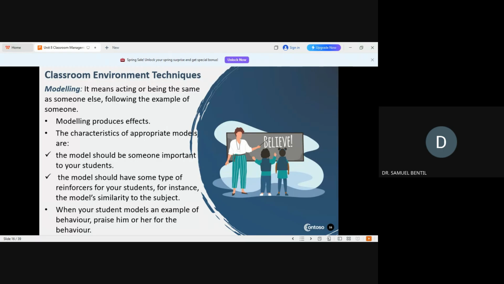Now, as I said, the characteristics of appropriate models include the model should be someone important to your student. The model should have some type of reinforcers for your student, for instance, the model's similarity to the subject. When your student models an example of behavior, praise him or her for that behavior. Very, very important.